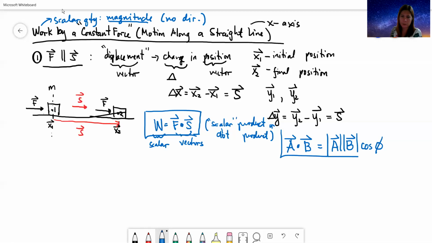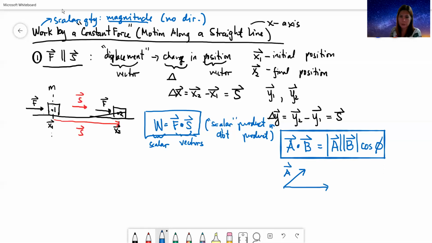If you recall that product. So what we do, we connect these two vectors tail to tail, di ba? So say for example, if vector A is going here, and then vector B is going here, make sure that you do not get confused with the angle. So phi here, its definition is the angle between the two tails of A and B.